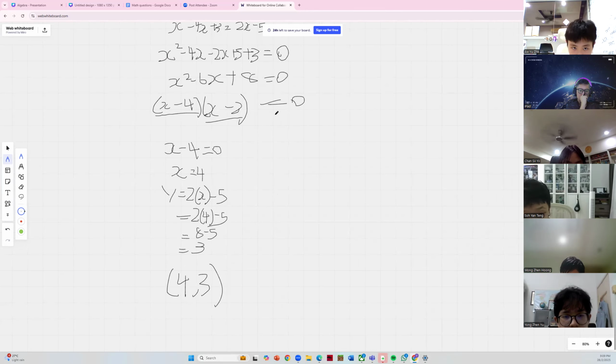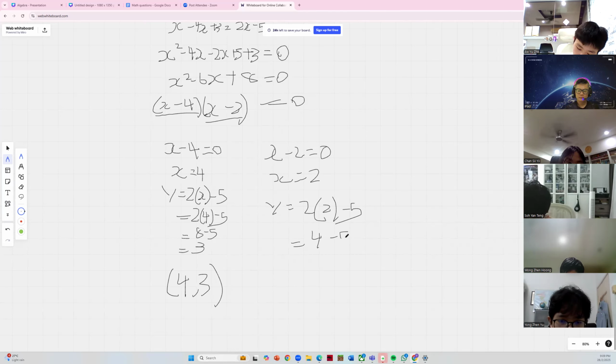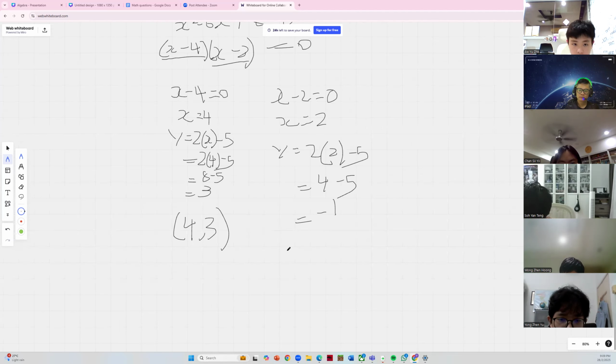If x minus 2 is 0, then x must be 2. And we can put in the equation for y. Y is negative 1. So the second answer is 2, negative 1.